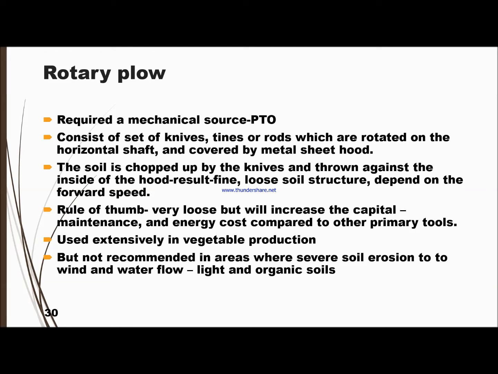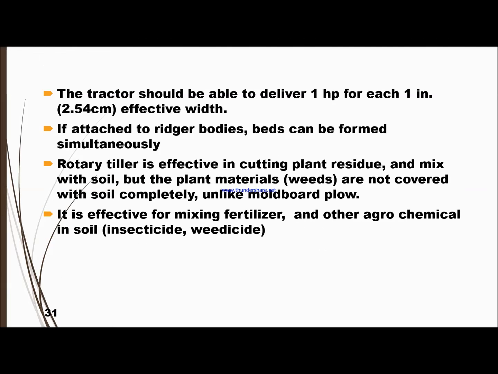If you use it extensively, normally this unit is used extensively in vegetables because the soil is already pulverized, it's already soft, so you don't need a heavy implement to operate. However, it's not recommended in areas with severe soil erosion from wind and water flow, or light and organic soil. If the area is prone to erosion, or has very high wind intensity or water flow, you might lose a lot of soil because of that nature.